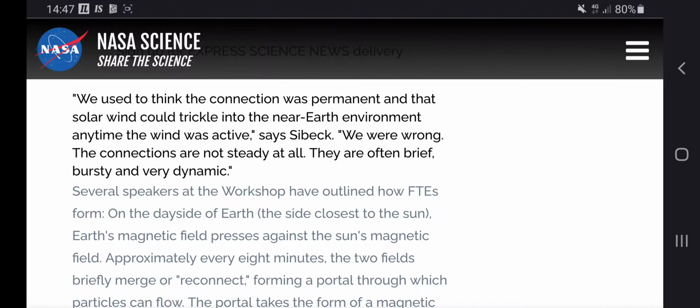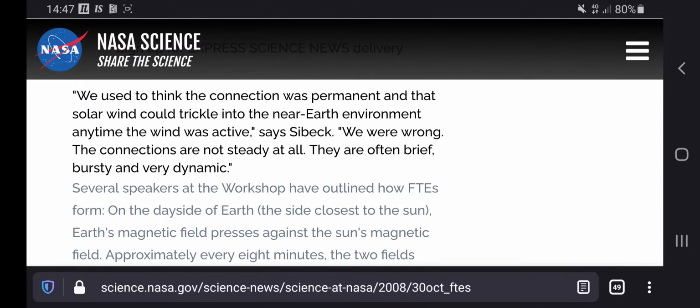We used to think the connection was permanent and that solar wind could trickle into the near-Earth environment anytime the wind was active, says Seebeck. We were wrong. The connections are not steady at all. They are often brief, bursty, and very dynamic.